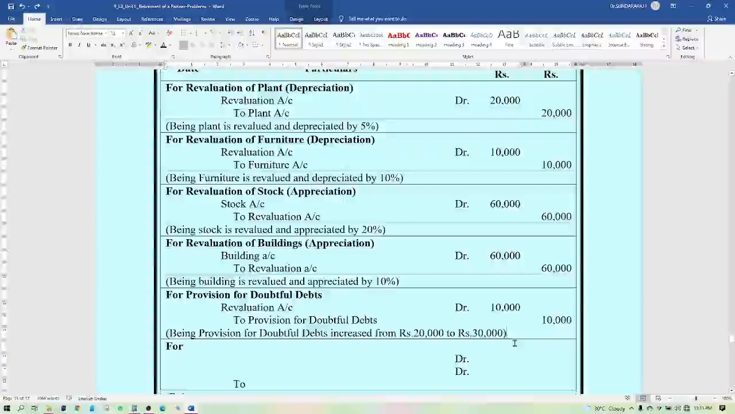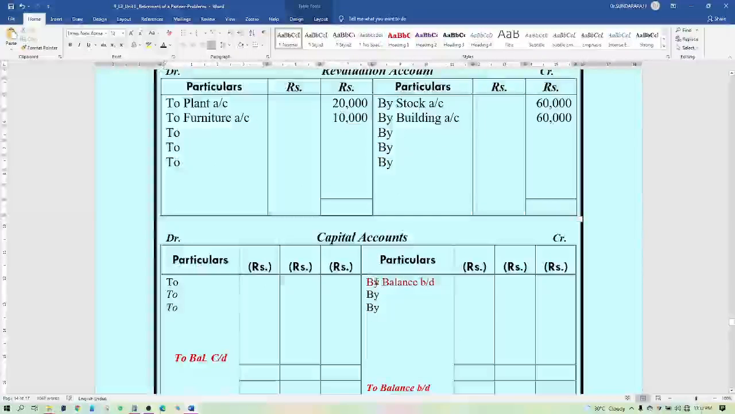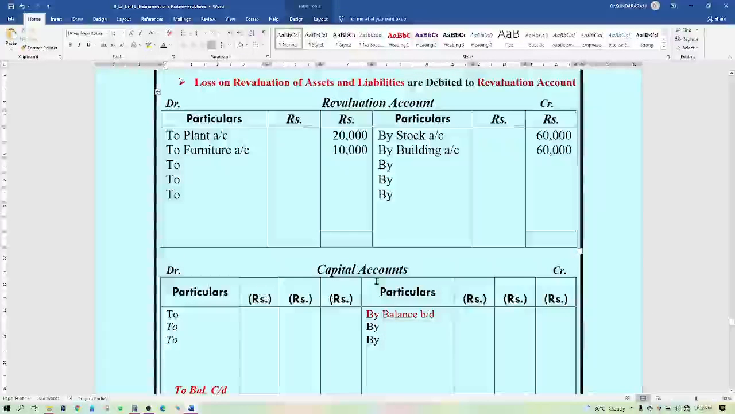Now we'll post this entry in the ledger accounts, that means the revaluation account. In the provision entries, we have to debit the provision for doubtful debts in the revaluation account, that is provision for doubtful debts account 10,000 rupees.